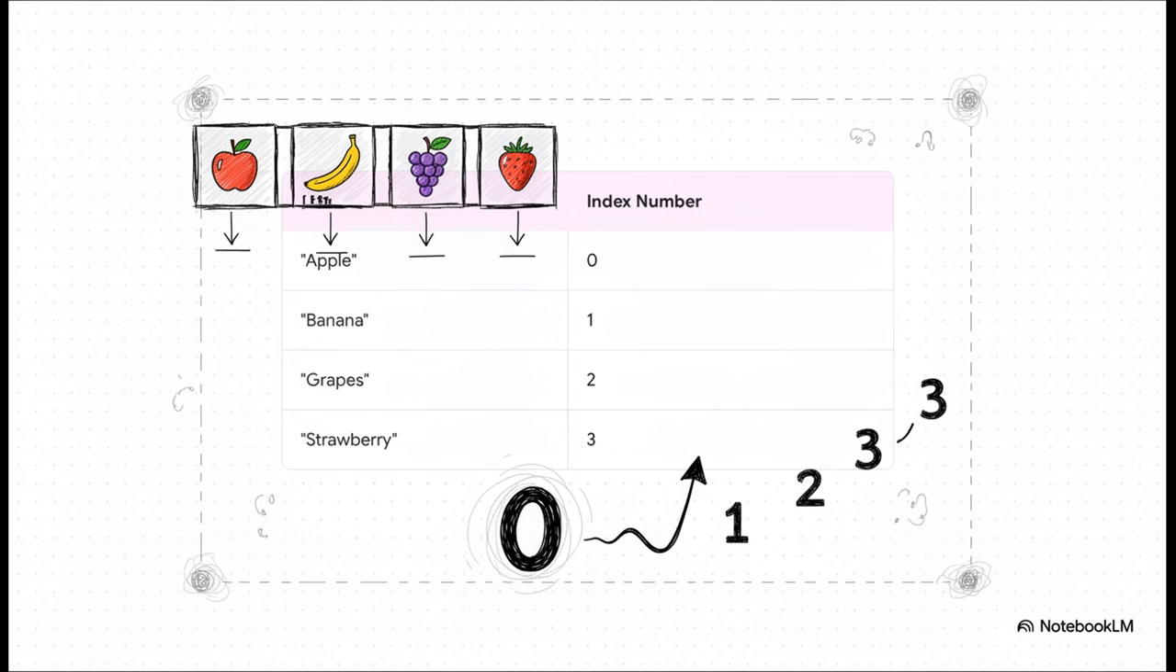So, how do you grab just one specific item out of that big list? Well, every single element in an array gets a position number, and we call that number its index. And here is the absolute golden rule of arrays. The index always starts from 0. So the first item is at index 0, the second is at 1, and so on. You gotta remember that one.